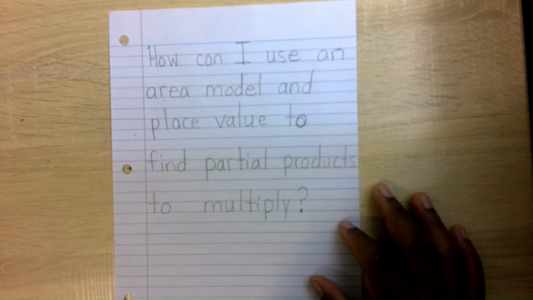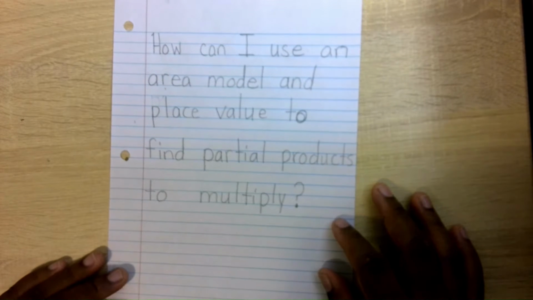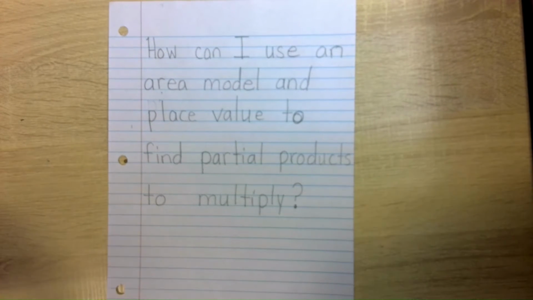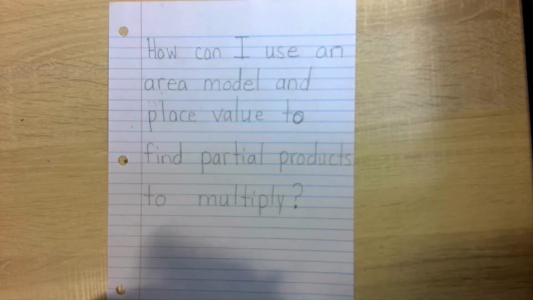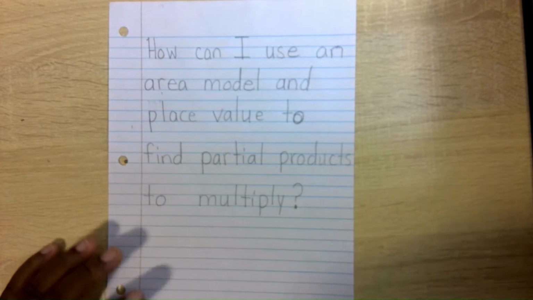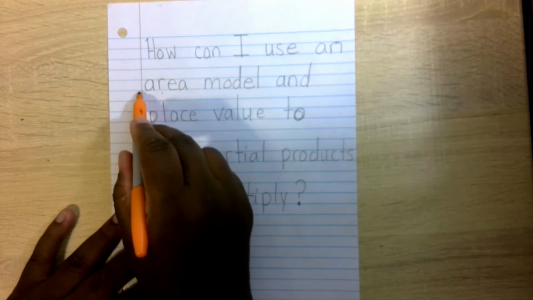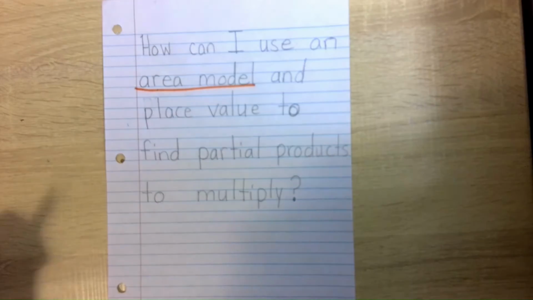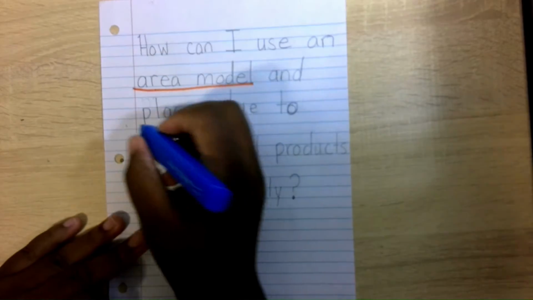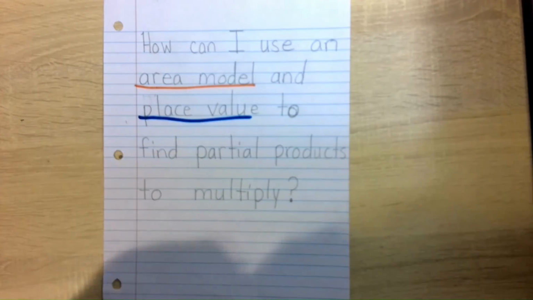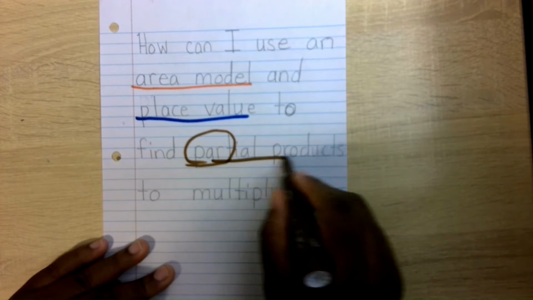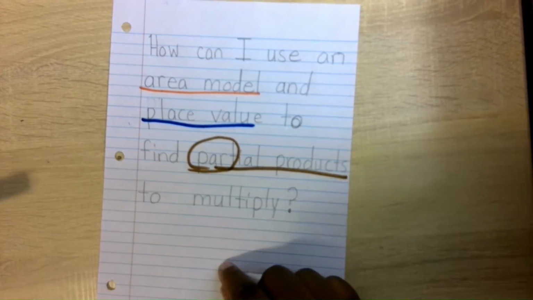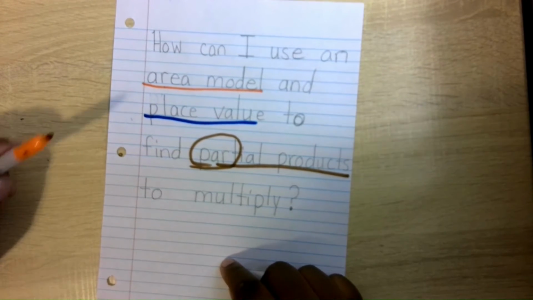Lesson 3-4 in your textbooks invites you to consider this question. How can I use an area model and place value to find partial products to multiply? Let's take a minute and understand the question. So they're asking how can you use an area model and place value to find partial products to multiply.